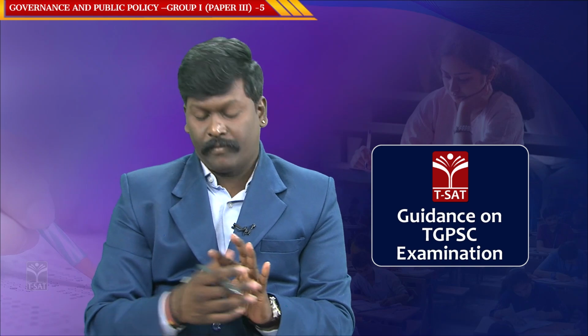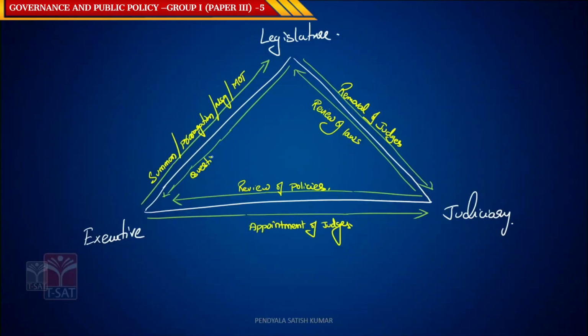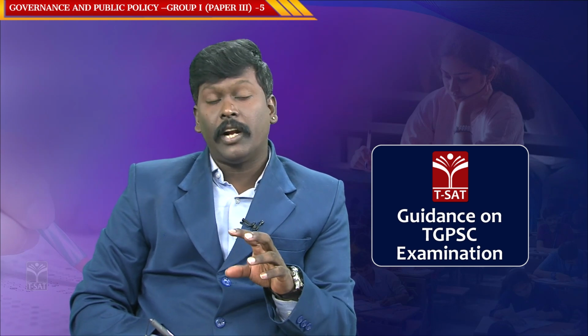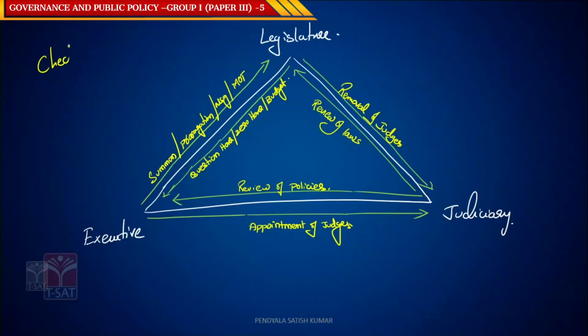Then how does the legislature check the executive? You have something called question hour, zero hour, budget. So in that way, every branch of the state checks the authority of other branches and ensures that they don't misuse their power and authority. This is called checks and balances.